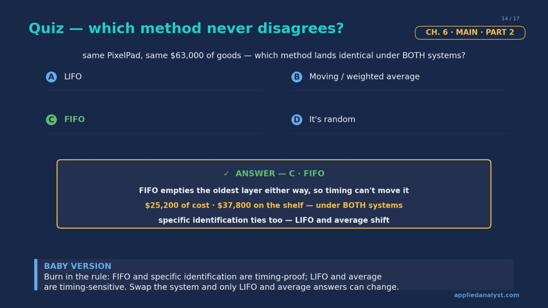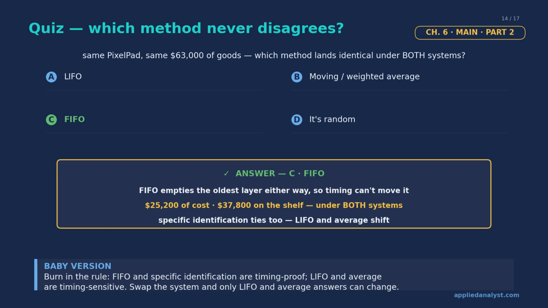FIFO empties the oldest layer either way, so timing can't move it. 25,200 of cost and 37,800 on the shelf under both systems. Specific identification also ties because you track the exact unit, but LIFO and the moving average shift the moment you cost the sale live. So burn in the rule. FIFO and specific identification are timing proof. LIFO and average are timing sensitive. If an exam swaps perpetual for periodic, only the LIFO and average answers can change.